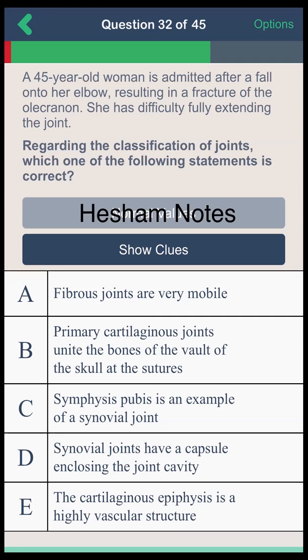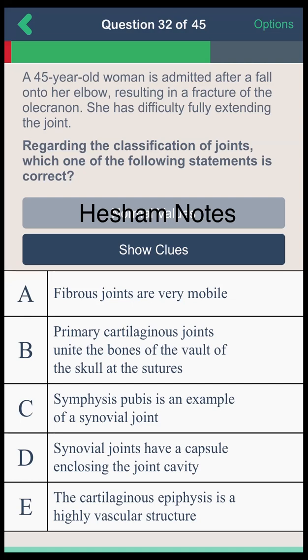No. Vault of skull sutures are fibrous joints. Yes, okay, they are not a cartilaginous type. C, symphysis pubis is an example of synovial joint. No, symphysis pubis is a symphysis in the middle part of the body. It's a secondary cartilaginous type. Yes, excellent.